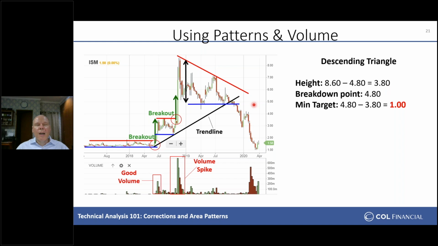Where is the breakdown point? The breakdown point would be the break of this shelf. Also, you would notice I drew a trend line here, and you would clearly see where the breakdown condition is, right here below the trend line. So now, let's get this measuring formula, and let's now measure it on the downside here. So where is the breakdown price? Support was at 480. So 480 was a breakdown price. Let's remove 3 pesos and 80 cents from that, and it's telling me my downside target is 1 peso.